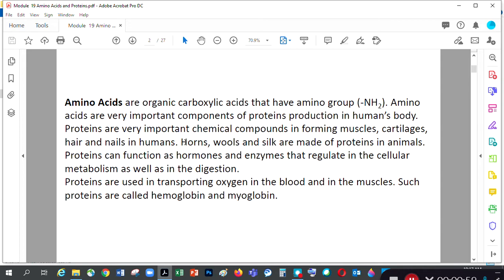Proteins can function as hormones and enzymes that regulate cellular metabolism as well as digestion. Proteins are used in transporting oxygen in the blood and in the muscles. Such proteins are called hemoglobin and myoglobin.